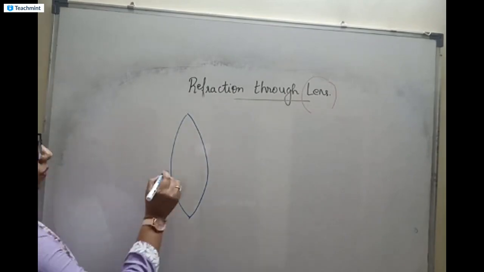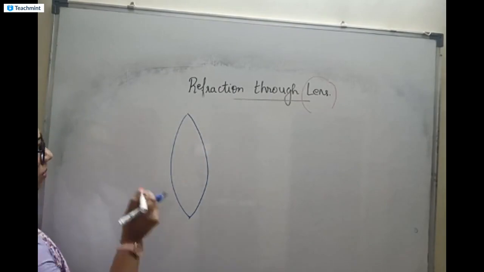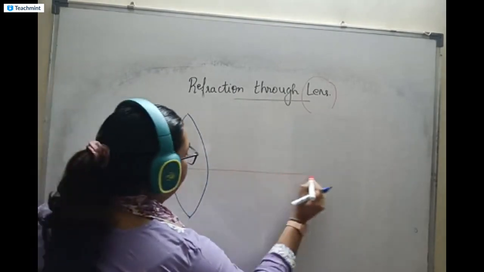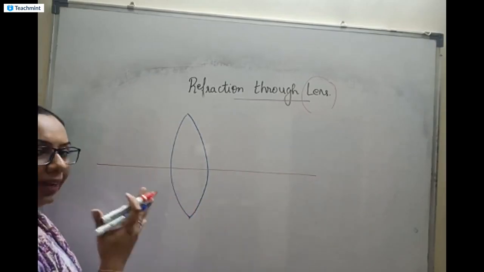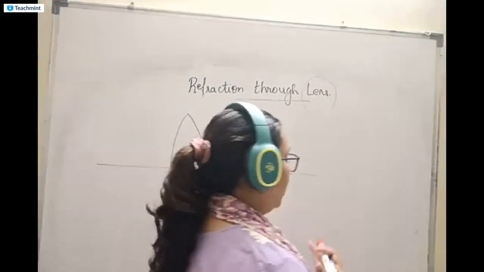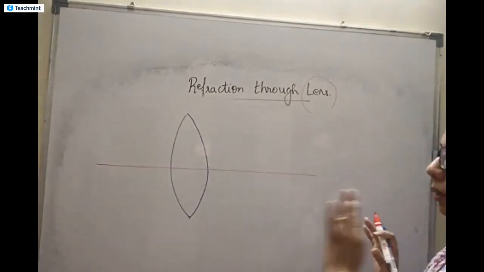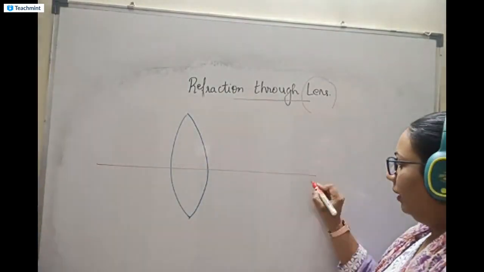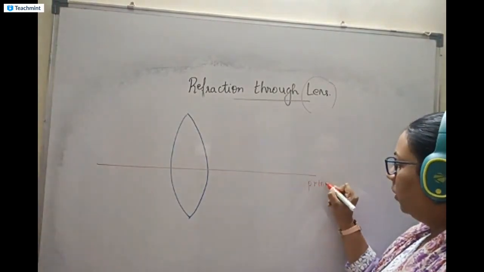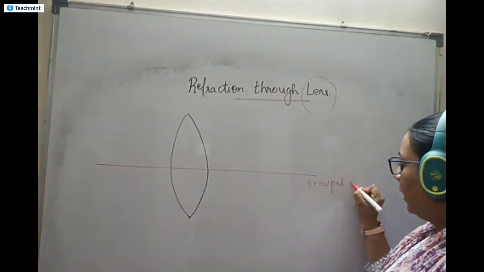Okay, so first rule, you all know there is a straight horizontal line over which all the diagrams are referred. All your object and image and all of those things come over this line. So it is that very important line, termed as the principal axis.